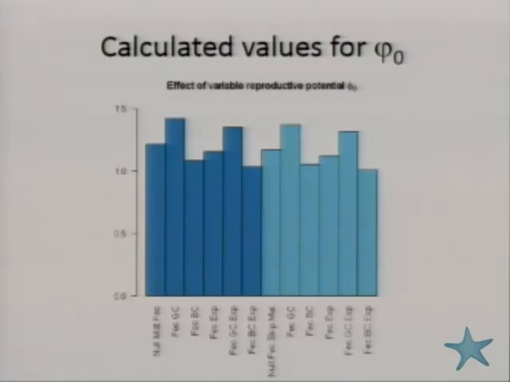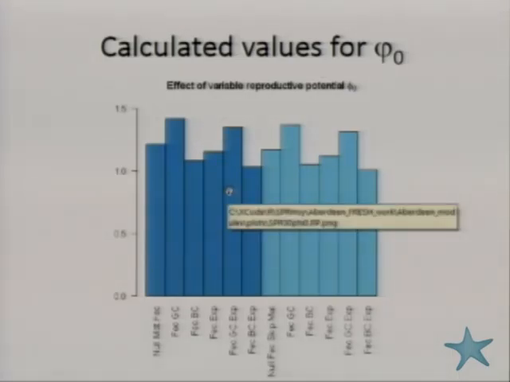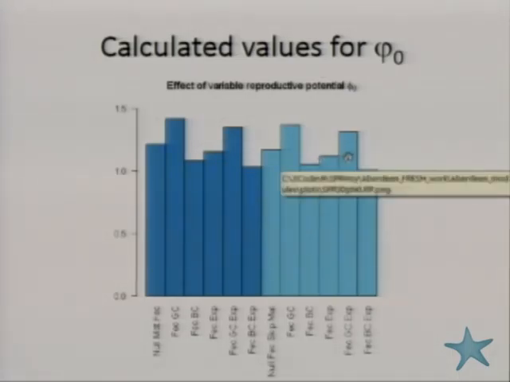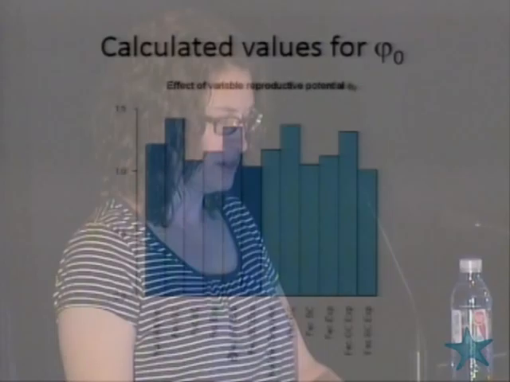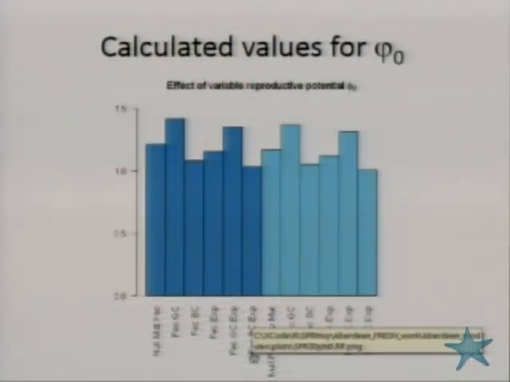Going through the calculation to look at the effect on unexploited spawners per recruit. First, the dark blue set of bars has the null maturity vector, and the light blue has the effect of skipped spawning. Within each of these blocks, I've incorporated good condition, bad condition, experience, good condition and experience, and bad condition and experience.